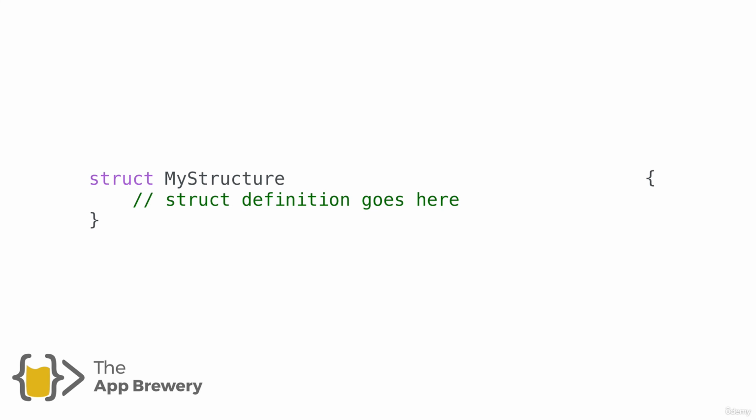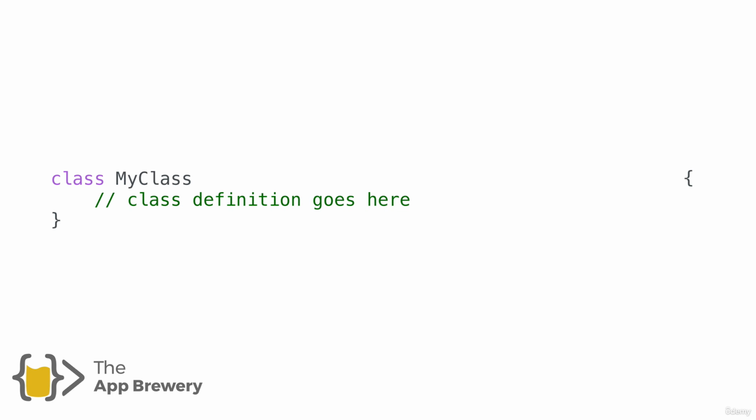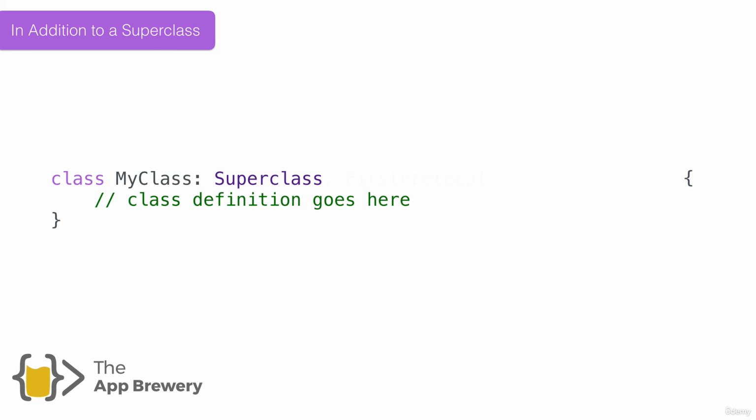And as we mentioned, structures can adopt protocols, classes can adopt protocols, but you can also adopt multiple protocols. All you have to do is after the name of your structure or your class, you add a colon and you add your protocols one after the other, separated by commas. Now, if you were creating a class and it needed to inherit from a superclass, well, in this case, your superclass comes first. So it's going to be the name of the class, colon, the name of the superclass, and then the protocols come after the superclass, separated again by commas.